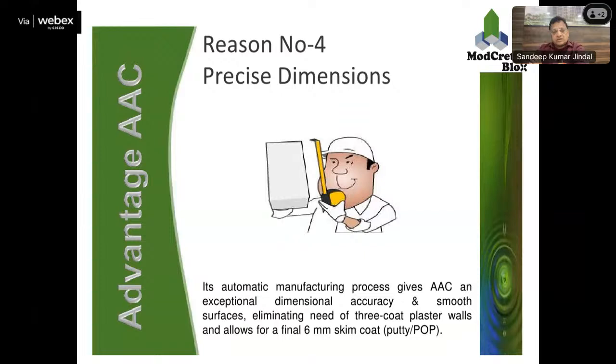So that becomes very, very difficult for the mason to lay the walls. And with this kind of precise dimensions, you can avoid the internal plasters. Just a skim coat of 6 mm putty or POP will work. So that's again a cost saving that comes with the precise dimensions. The dimensional precision of this product as per IS code is plus minus 3 mm. But there are manufacturers who manufacture this particular product with a precision of 1 mm or even less. So it's very, very precise in dimensions.